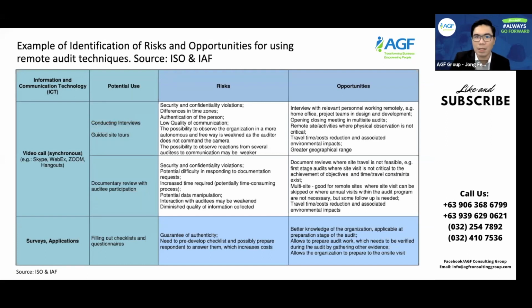So if you look at the risk, look at this: security and confidentiality violations. I've emphasized that earlier. Differences in time zones. So if you're auditing someone from a different time zone, maybe the authentication of the person. That's why we always prefer that there's image, there's video. We can see the person we're auditing. Low quality of communication, the possibility to observe the organization in a more autonomous and free way is weakened, no? Because again, you're just looking at the video camera, or the possibility to observe reactions from several auditees, because this time you're only talking to one person.